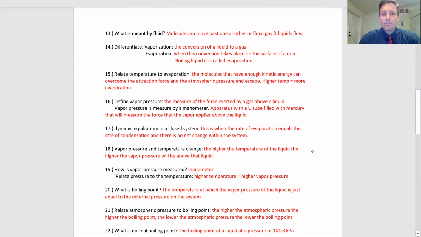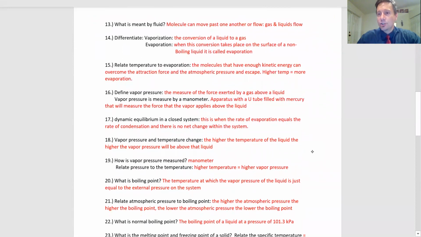What is meant by fluid? You heard me mention this just a little while ago. The molecules can move past one another. That's called flow, fluidity. So gas and liquids have the ability to flow. Solids do not.